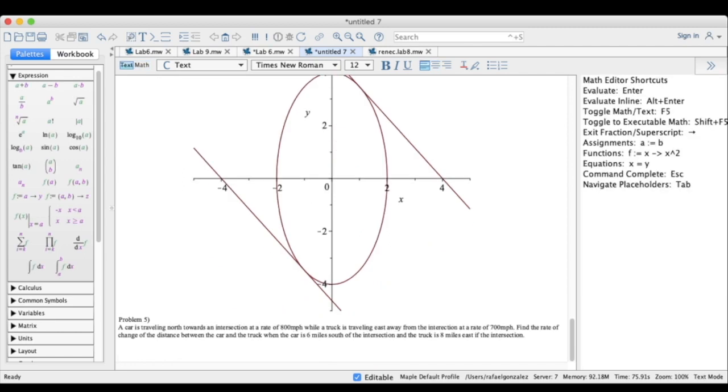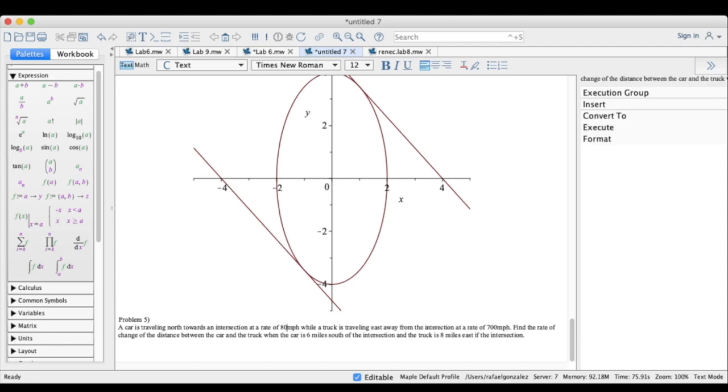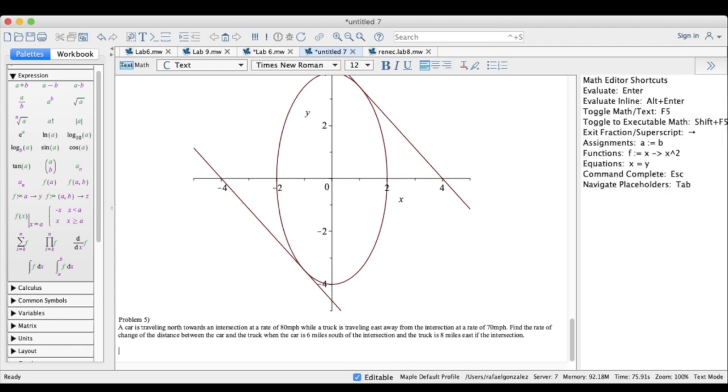All right, now for problem number 5, we have that a car is traveling north towards an intersection at a rate of not 800 but 80 miles per hour, while a truck is traveling at a rate of 70 miles per hour, not 100. And we are asked to find the rate of change of the distance between the car and the truck when the car is 6 miles south of the intersection and the other vehicle is 8 miles east of the intersection.